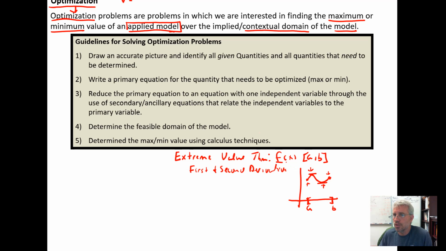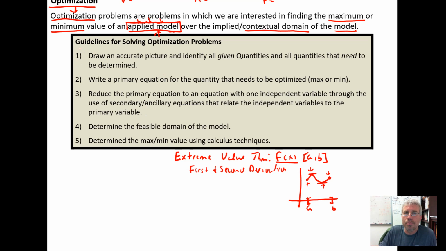Instead of worrying about a generic function f of x, we want an applied function or an applied model. I want to know a max or min volume. I have a height model and I want to know a maximum height or a minimum height. Or I have a profit function and I want to know a maximum or minimum profit. And I would like to use the tools from the previous homework assignments: extreme value theorem, first derivative test, second derivative test. We want to use the previous homework assignments and apply them to applied or contextual models.